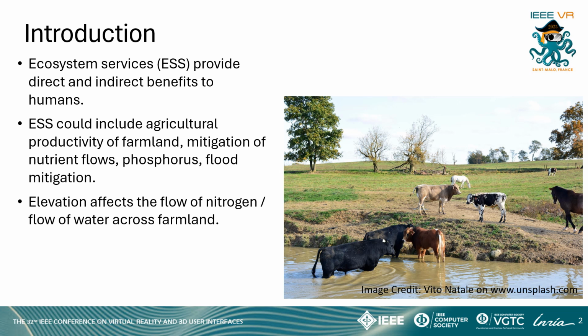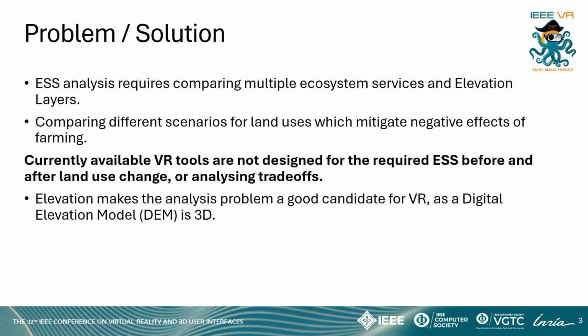Elevation affects ecosystem services such as the flow of nitrogen or water across farmland. Our study is motivated by the need for better tools designed for expert analysts and location knowledgeable stakeholders to analyze data relating to land use planning. Ecosystem services analysis requires comparing multiple ecosystem services and comparing ecosystem services with elevation.